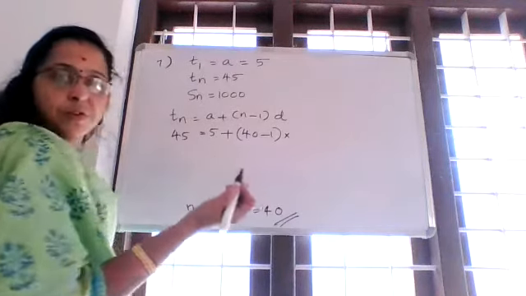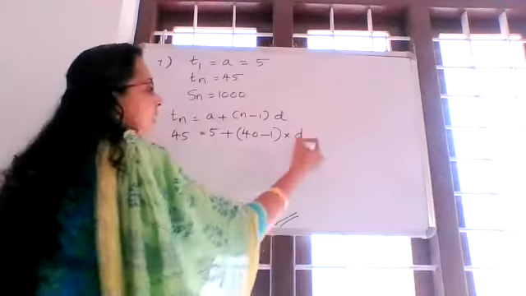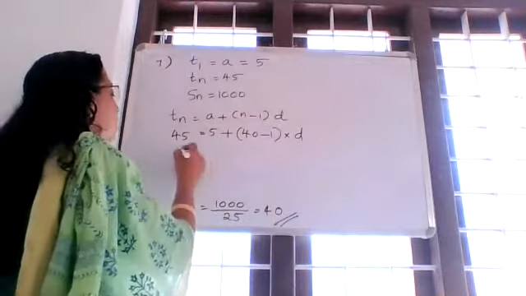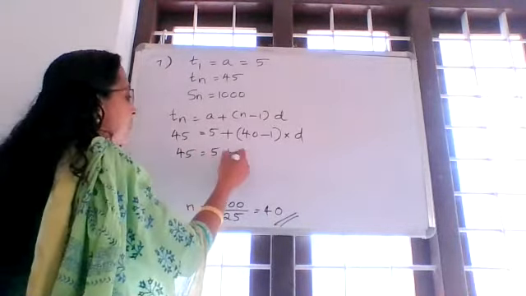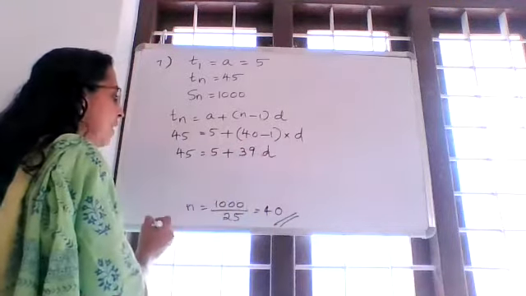What is it into D? That we want to find out. D alle venam? D we want to find out. So D as D. Then 5 is equal to 5 plus n minus 1, that is 39 into D, which is 39D.